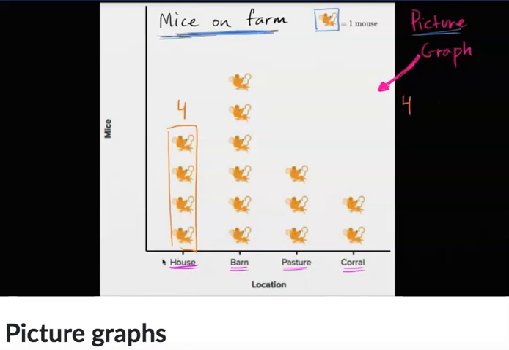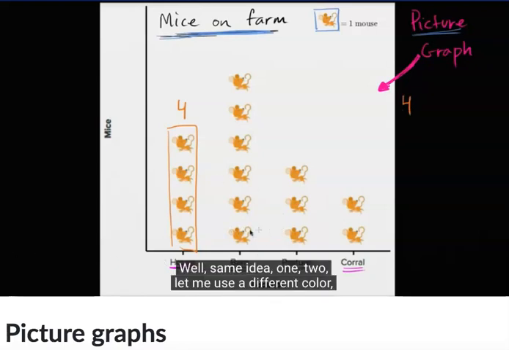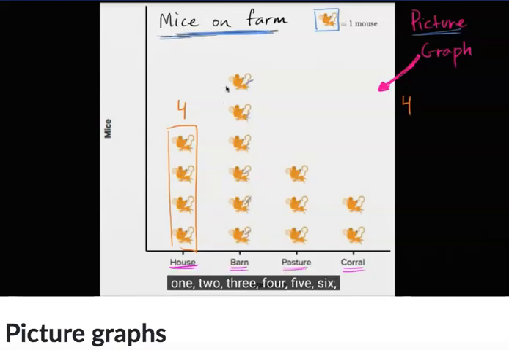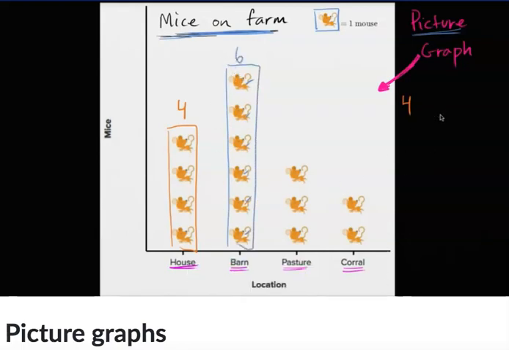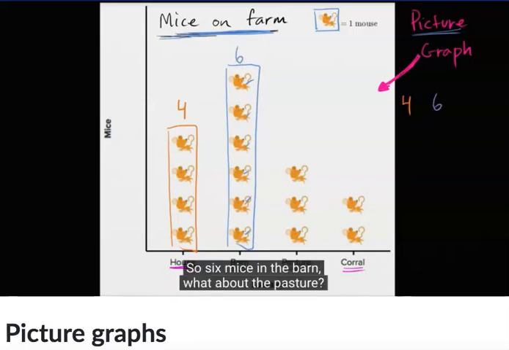How many in the barn? Well, same idea. 1, 2, let me just do it in a different color. 1, 2, 3, 4, 5, 6. So there are 6 mice in the barn. Let me just write that down. So 6 mice in the barn.